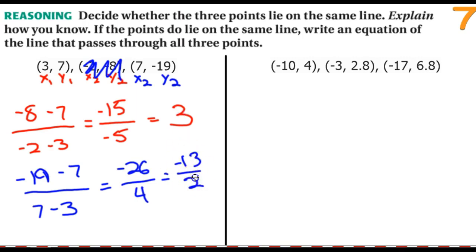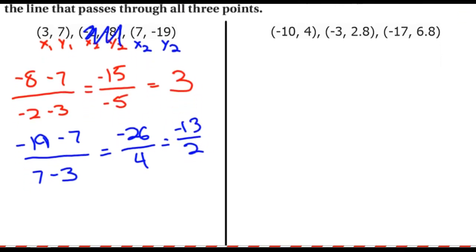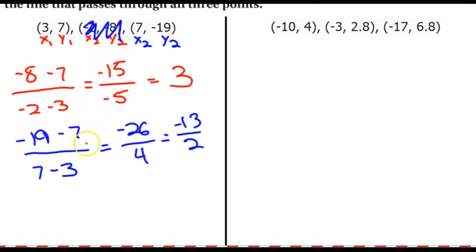Now these two slopes are different, which means that these 3 points cannot lie on the same line. If they did, they would all have the same slope. So these are not on a line. Slopes are different.